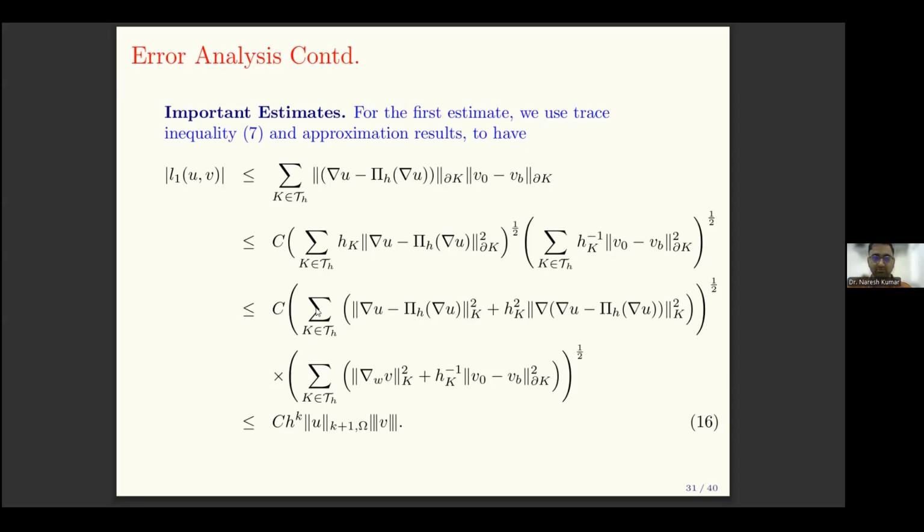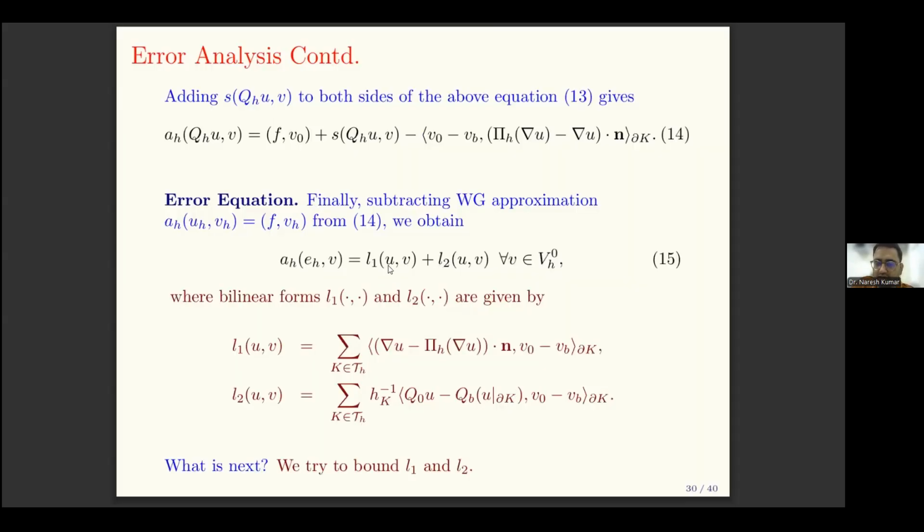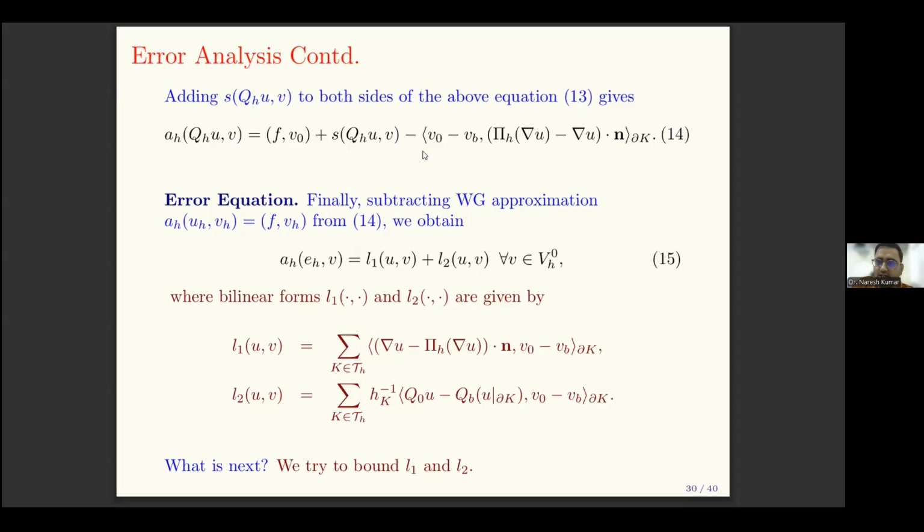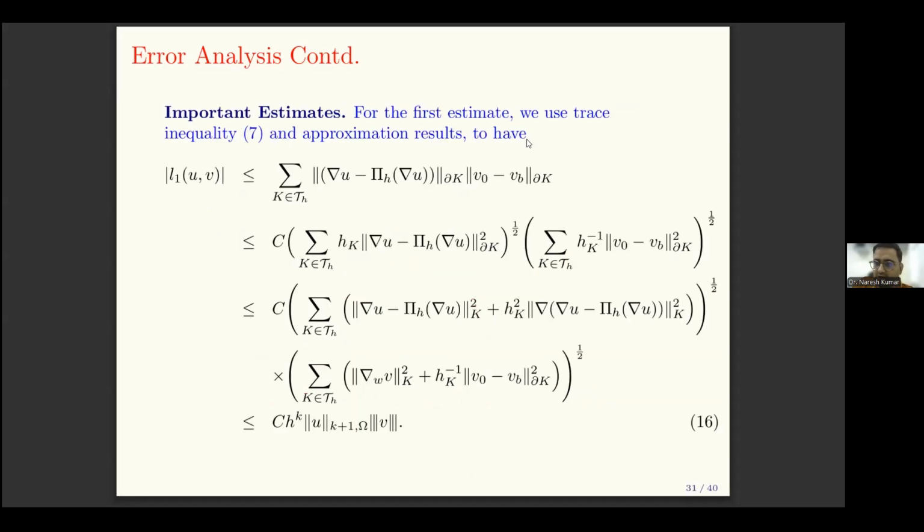First we take the L1 functional, L1(u,v). Then first we bound this L1 term. So the L1 term is nothing but v naught minus v_b and this Pi_h operator. You can just take the modulus on both sides and now apply the Cauchy-Schwarz inequality. By Cauchy-Schwarz, this can be bounded by the L2 norm. So you take the L2 norm of this one and the L2 norm of this one. But here you notice that both are norms defined only on the boundary, del K and del K.